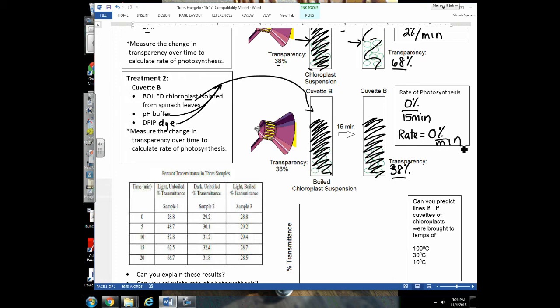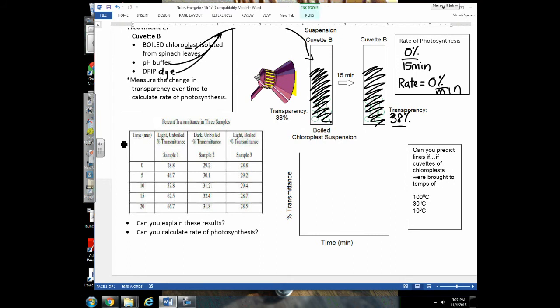Now, hopefully you can look at data like this now and you can explain the results. So you see that we have basically 3 cuvettes that were set up. So this cuvette was exposed to light, it had unboiled chloroplasts, and every 5 minutes we are measuring how dark this sample is. So remember, when we first put in DPIP, at time 0, it should be very, very dark. It's going to be that really dark blue color. And if photosynthesis is occurring, then that DPIP is getting reduced and it's turning more clear over time.